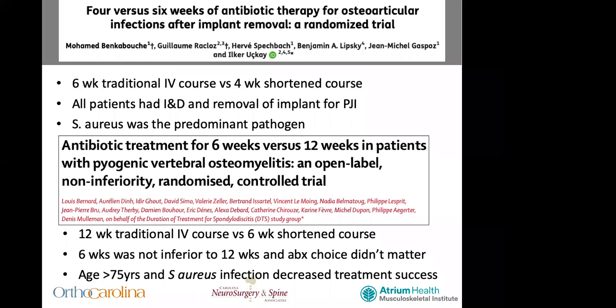And this one showed that about 92% of patients that were given antibiotics with a high oral bioavailability showed no difference in treatment, and that even the patients that were taken to 12 weeks of therapy were considered treated well before 12 weeks. They did, however, find that if the patient was older than 75 or had a Staph aureus infection like MRSA, it decreased treatment success.